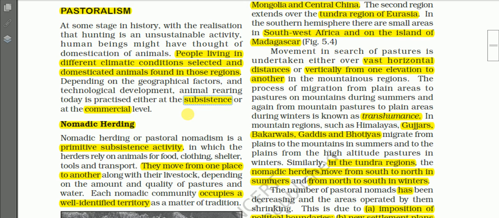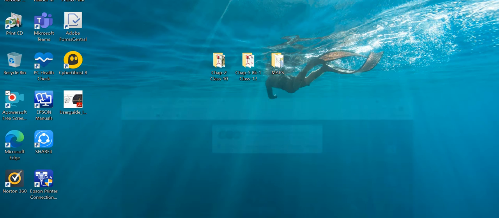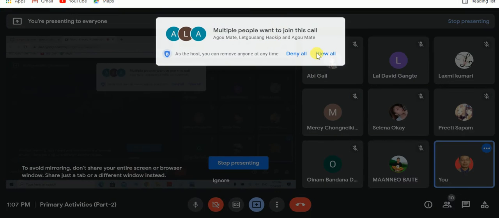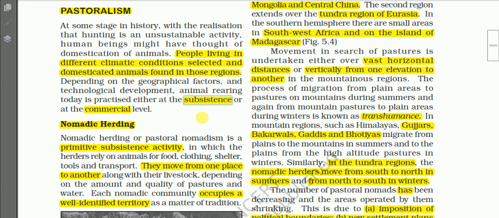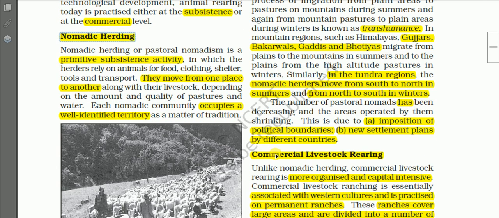Do you know the meaning of subsistence? Subsistence: mainly for consumption, mainly for eating. So people practice pastoralism for consumption or for selling for commercial purposes. So here we have two types of pastoralism. The first one is nomadic herding, another one is commercial livestock rearing.